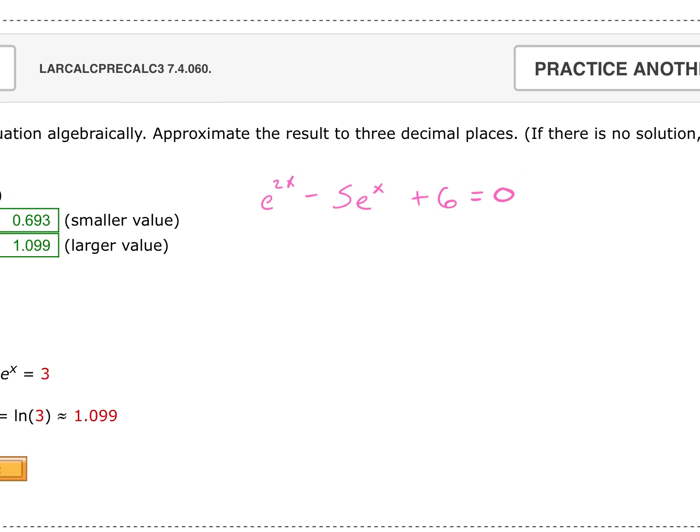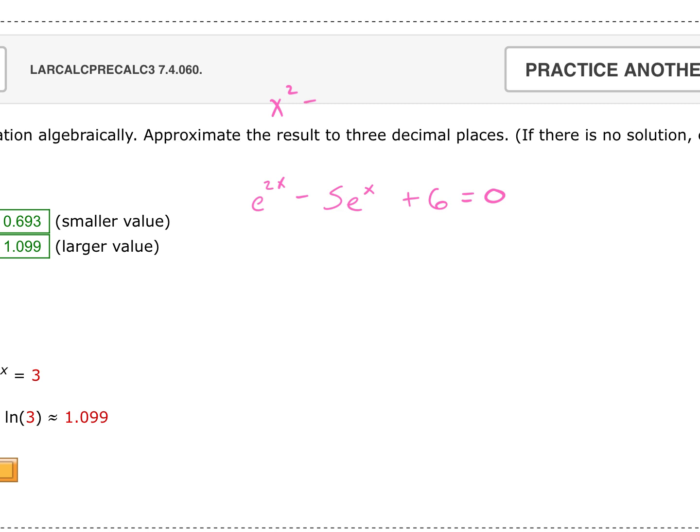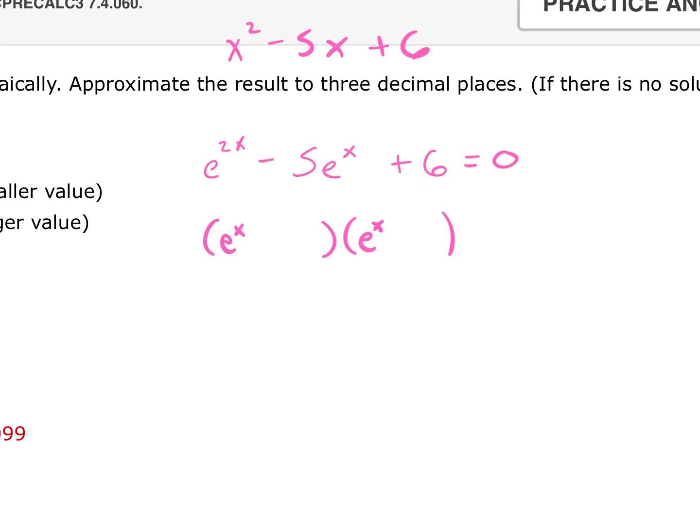Factor. Awesome. This looks like x squared minus 5x plus 6. But instead of x's, we have e to the power of x. So instead of factoring it into x plus our number and x plus our number, it will be e to the power of x plus our number. So what are two factors of 6 that add to negative 5? Negative 2 and negative 3, perfect. So e to the power of x minus 2 and e to the power of x minus 3.